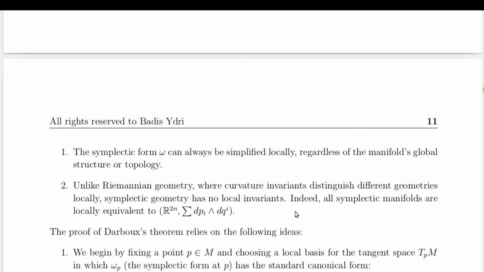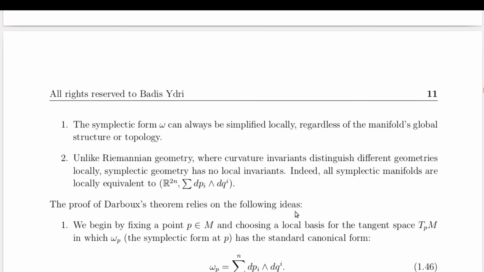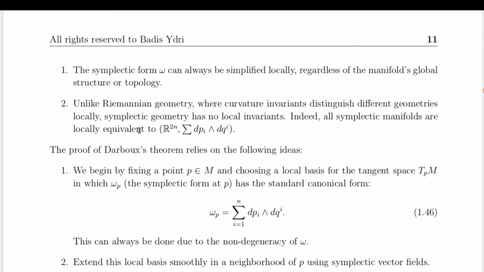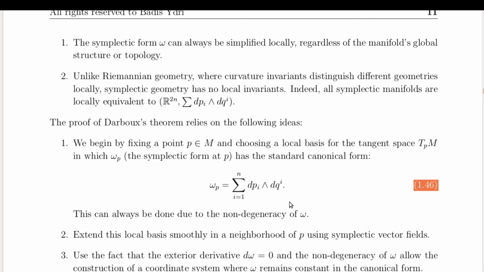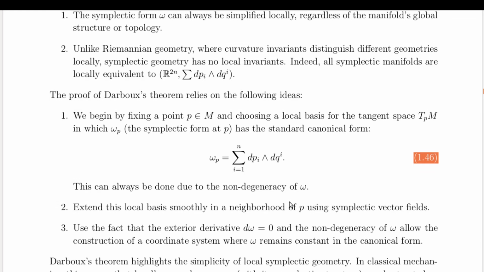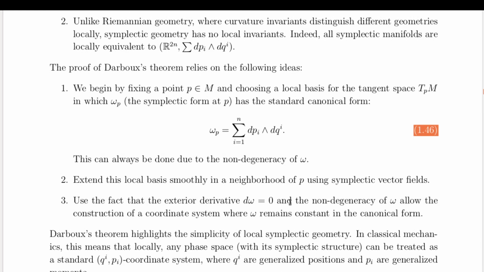Darboux's theorem states that every symplectic manifold is locally equivalent to a flat symplectic space. In other words, for any point on a symplectic manifold, there exist local coordinates called Darboux coordinates, where the symplectic form simplifies to its canonical structure. These coordinates correspond to generalized positions and momenta, making them essential for understanding phase spaces in classical mechanics.